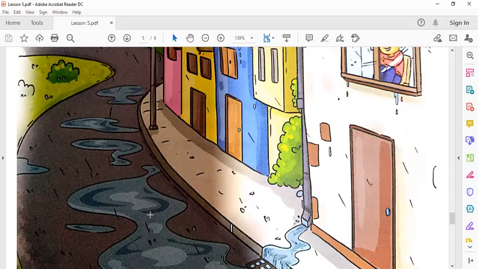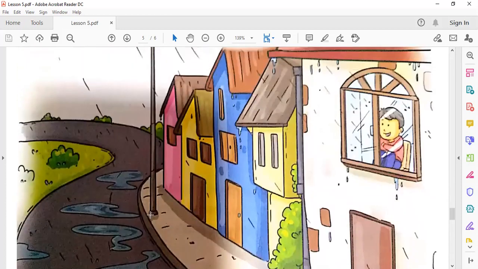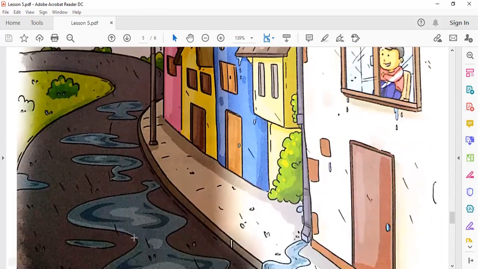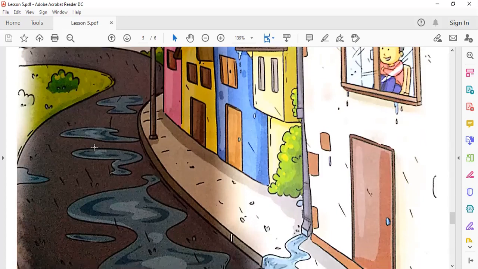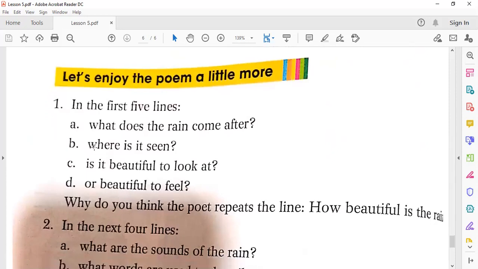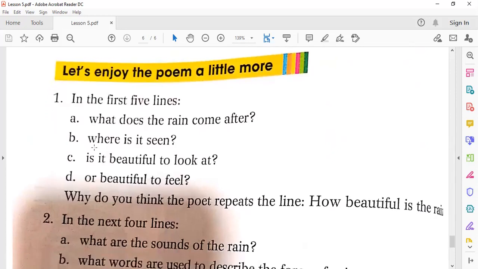So, like this, window panes will get that rain. It comes out and it falls down muddy on the roads, and it's like a river flowing on the road. So all these things he explained in the poem. Yes, we do have a few questions here. Let's enjoy the poem a little more.